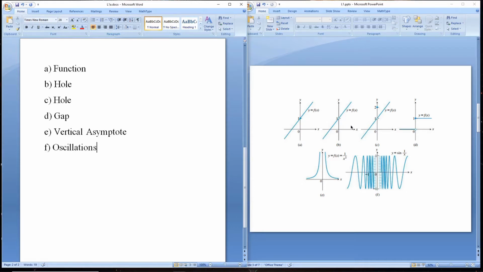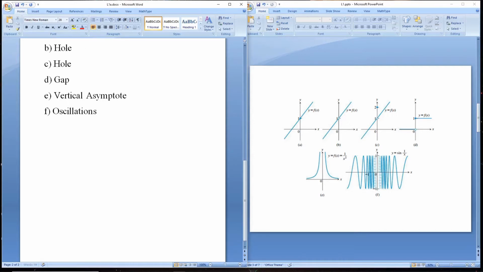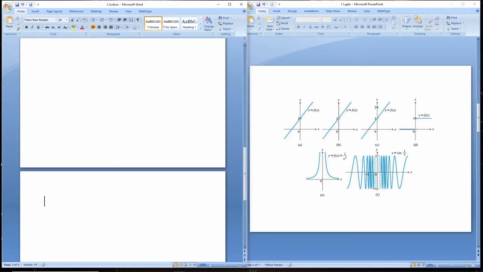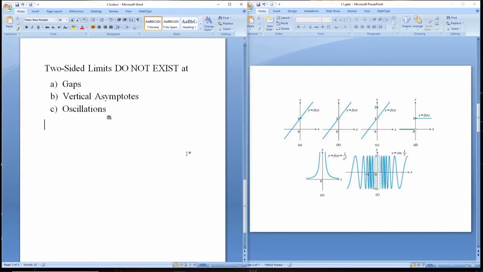And these are the things to look for. Do you have a hole? Do you have a gap? Do you have a vertical asymptote? Or is the function going off to infinity? And let's take a look at these things again and talk about when the two-sided limit does not exist.